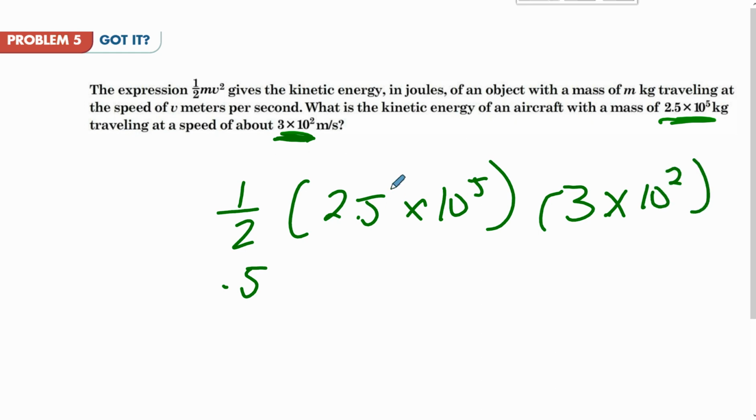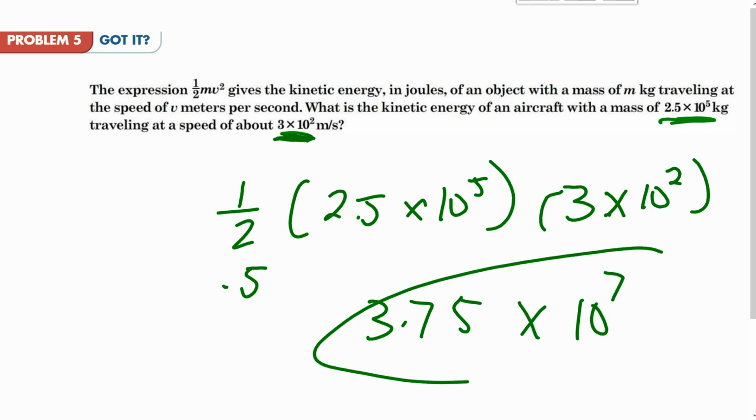So I'm going to multiply 2.5 times 3 times 0.5. See what that is. That's 3.75. So that is in scientific notation because it's between 1 and 10, and then I add my exponents. So there, that's that one. All right, that's it for that.